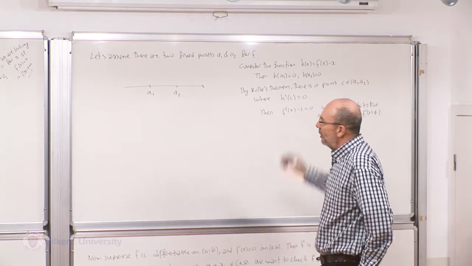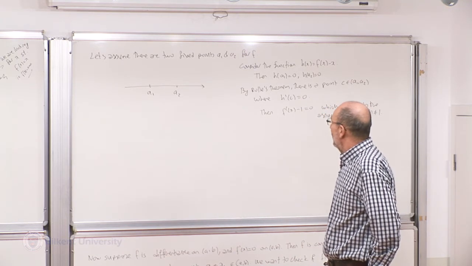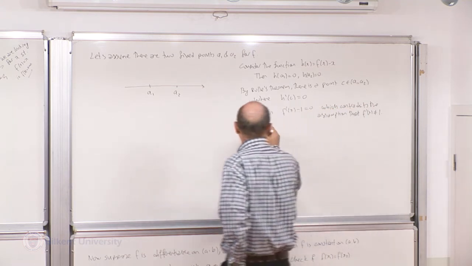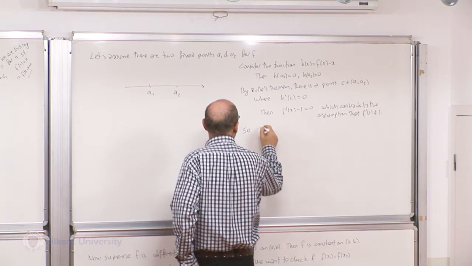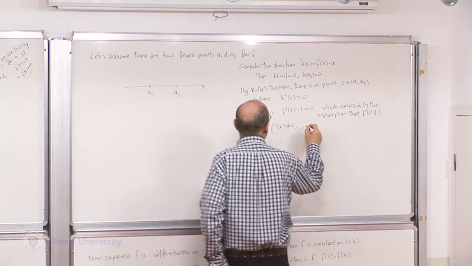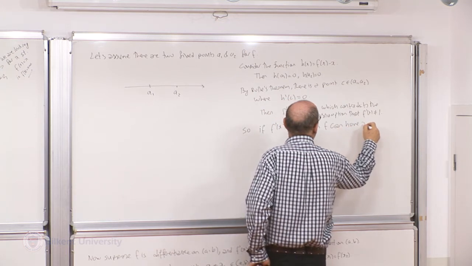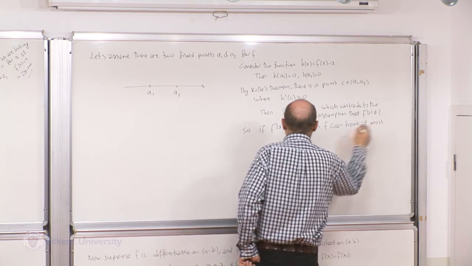Okay, so then technically we write the last sentence. Hence, if f prime x is never 1, then f can have at most one fixed point.